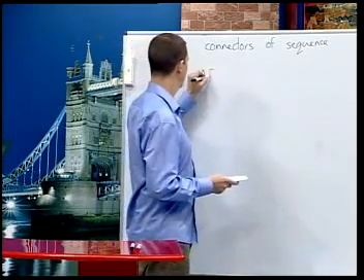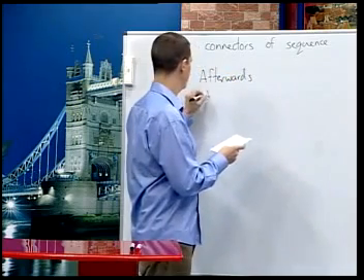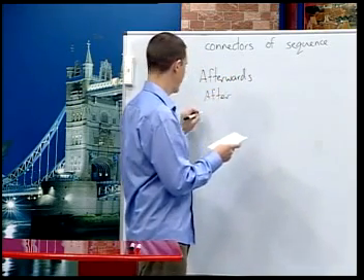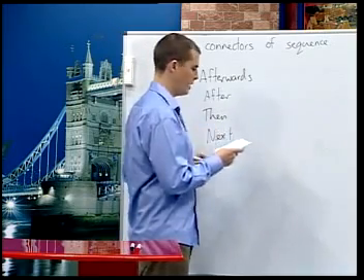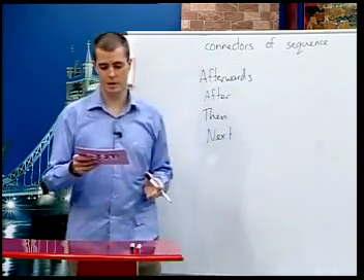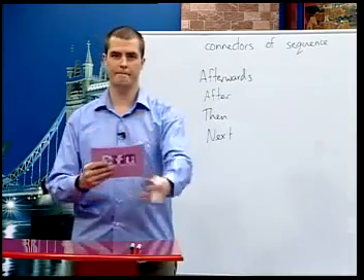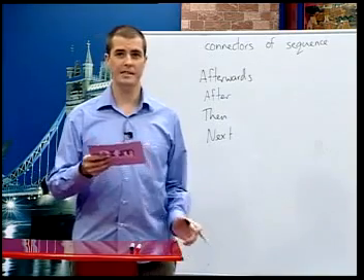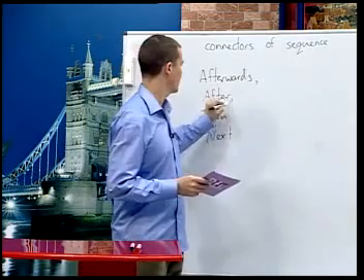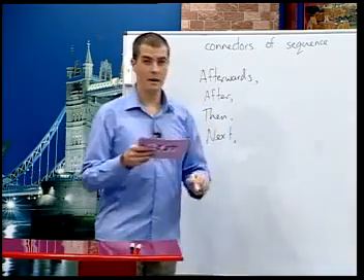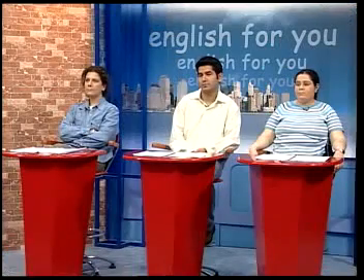After, then, and next are all connectors of sequence. We use them when one event follows another. They usually begin the second sentence and a comma is used after the connector. Let's practice. This should be easy for you because we've already studied adverbs of sequence.